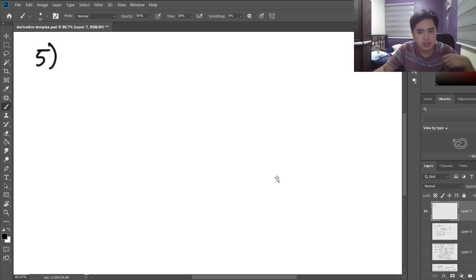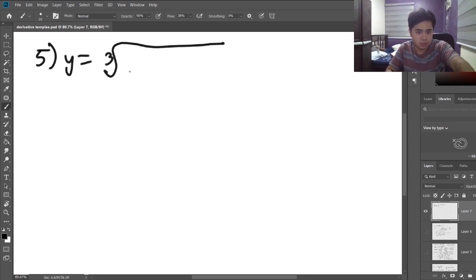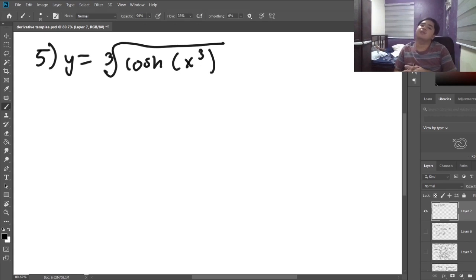I'm looking at the list. Question number 5. Okay, y is equal to the cube root of cosh of x cubed. So what we can do here is just the chain rule. Just repeat the chain rule.